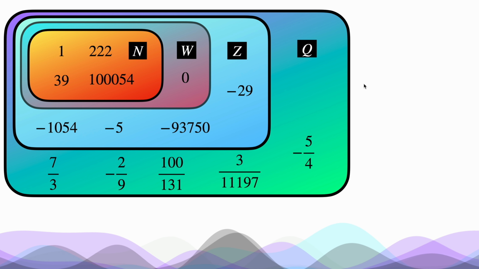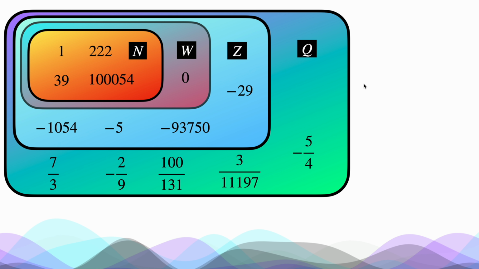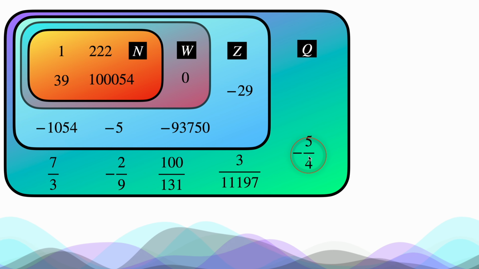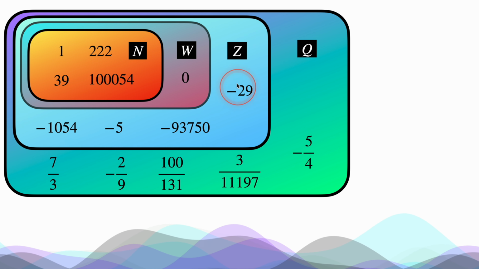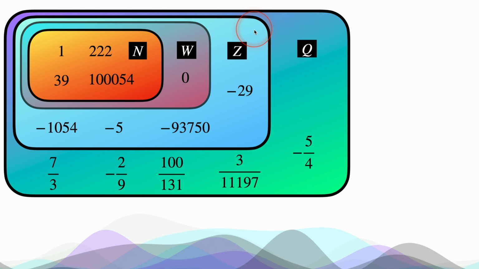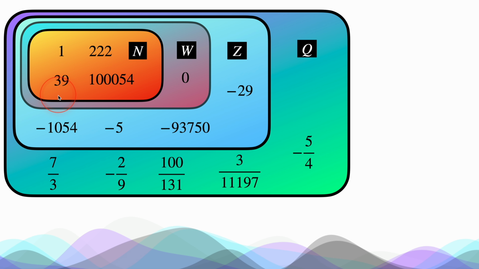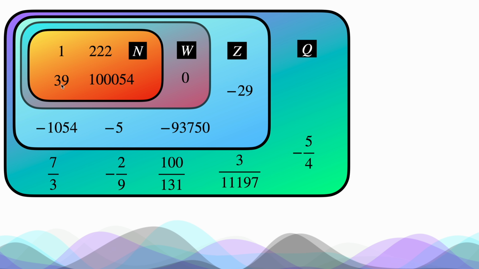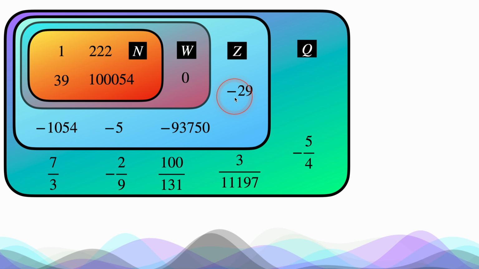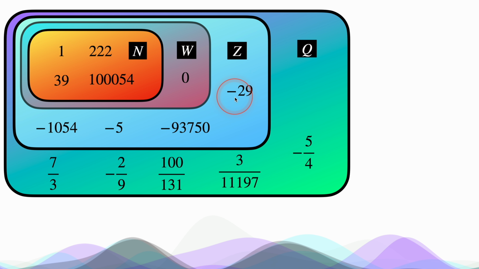And if we enlarge this set, we have ratios also included. Like you can see here, it would be 7 by 3 or minus 2 by 9, minus 5 by 4. All this would be falling into this category called rational numbers, represented by Q. Any number that you can see within this box is a rational number. So 39 is a rational number. How? Because 39 can be represented as 39 divided by 1, or let's say minus 29 can be represented as minus 29 divided by 1.